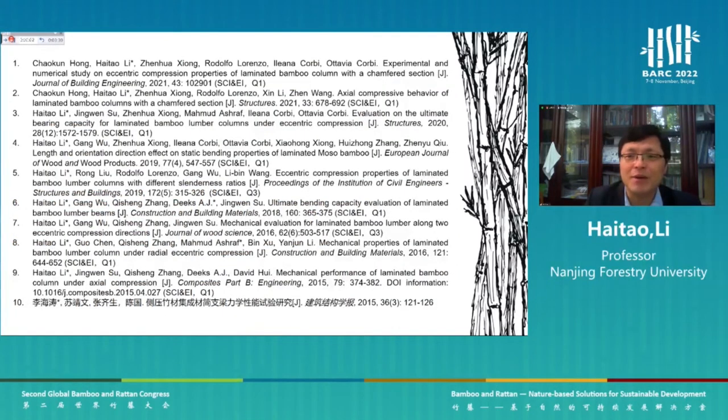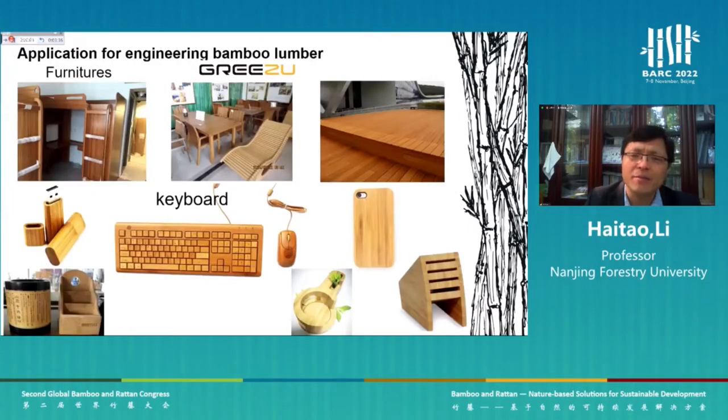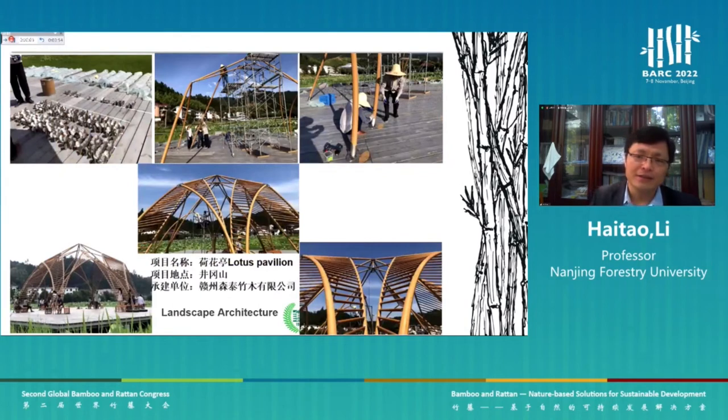These papers are about the structural elements research. Laminated bamboo lumber can be used very widely in our everyday life. These slides show the application areas, such as desks, chairs, boards, and so on. Besides everyday life, laminated bamboo lumber can be used for construction. This project was finished in Jinggangshan by Sentai Company. It's named Lotus Pavilion. It's a public structure.